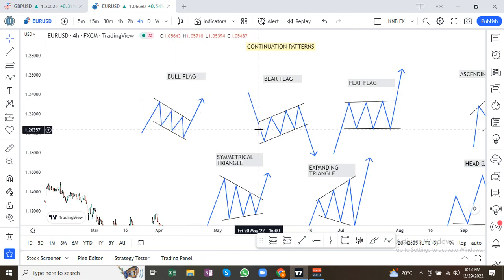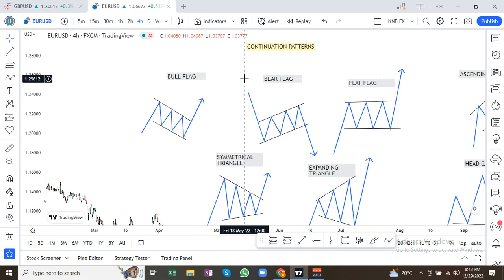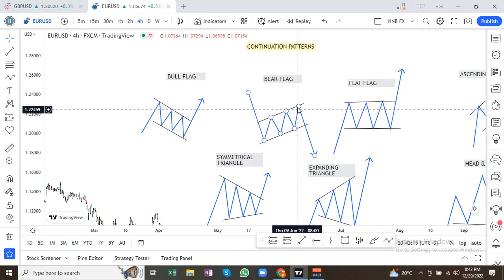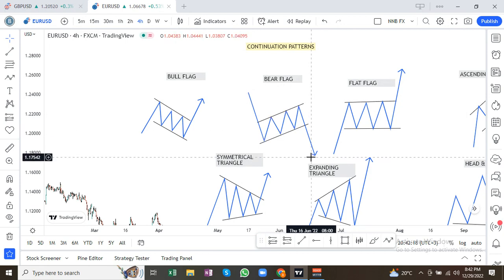The next continuation pattern is the bear flag. It is basically the opposite of the bull flag. Price will impulse down and then form a sideways pattern and then impulse back down.